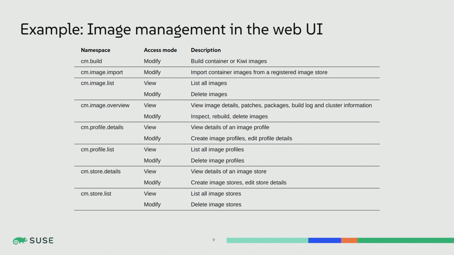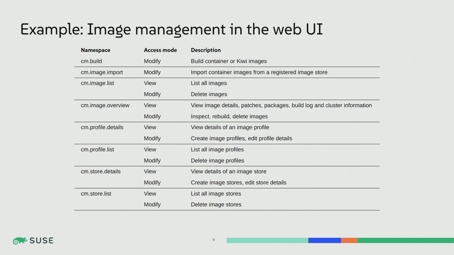Here's another, more complete list of the namespaces to give you an idea of how it looks in the end. This will also be browsable in the web UI, so you can pick and choose with some well-written descriptions. Looking at a couple more examples, right on top we have cm.build. By the way, cm is the top level of that namespace tree, and cm stands for content management. It's a legacy name for image management we have in MLM. By image management, I mean container images or OS images.